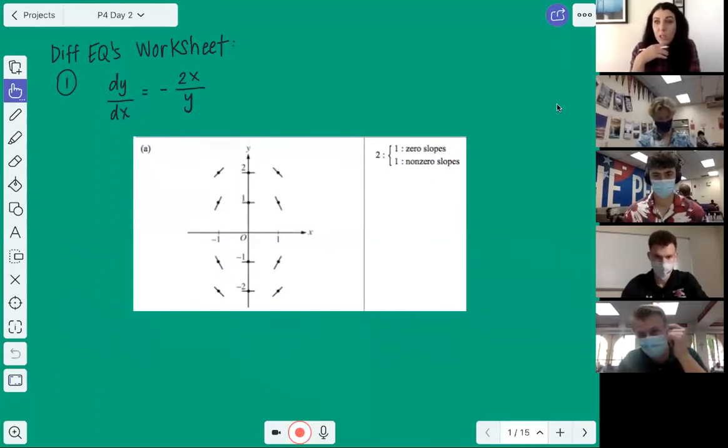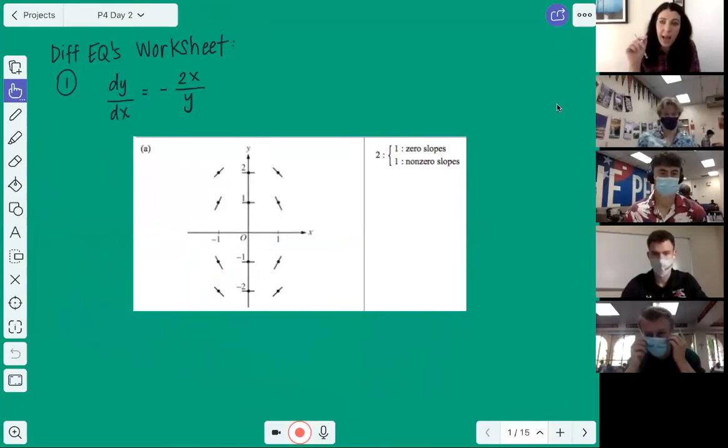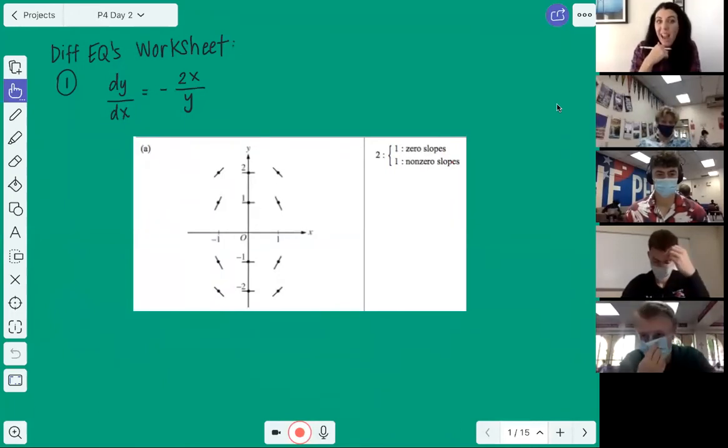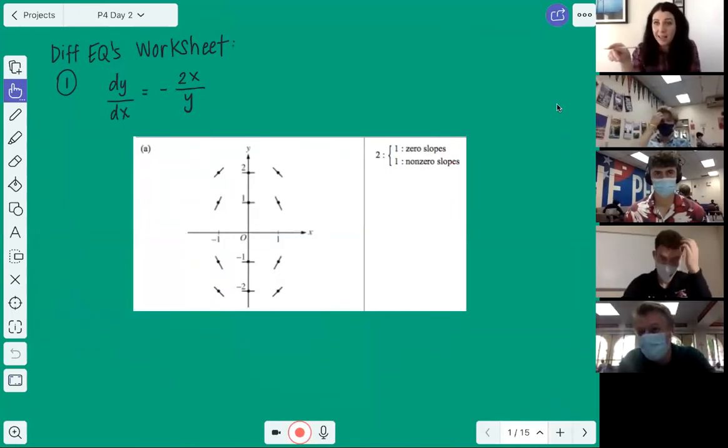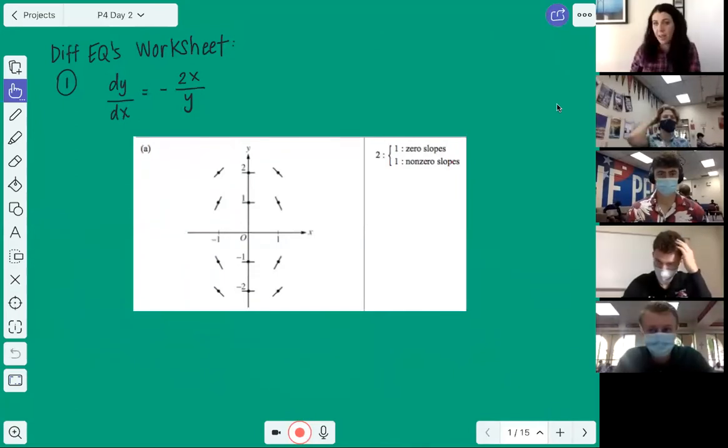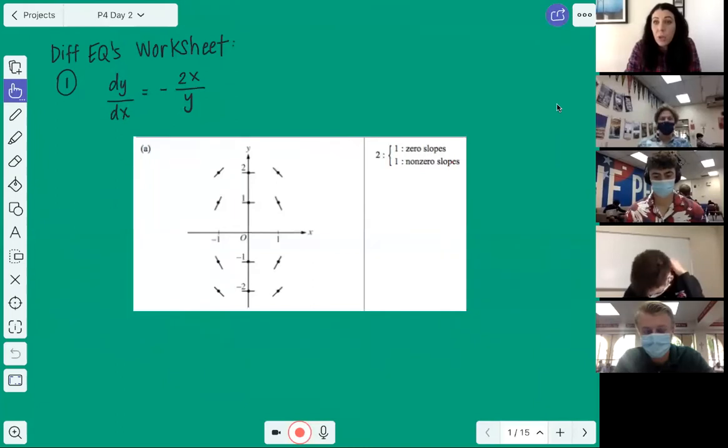Okay, so we talked about this a little bit. You need to find the slope of each of those points. You need to draw a small line segment that has that slope at each of the indicated points. You should not have any line segments drawn on the x-axis because there were not any points on the x-axis drawn. So make sure you have that correct. This is worth 2 points.